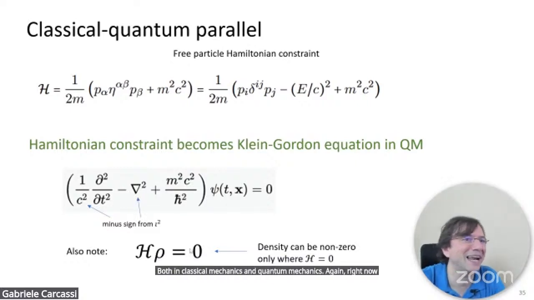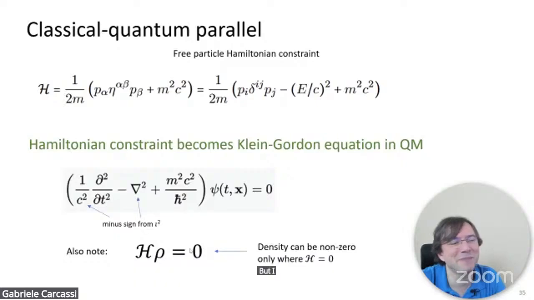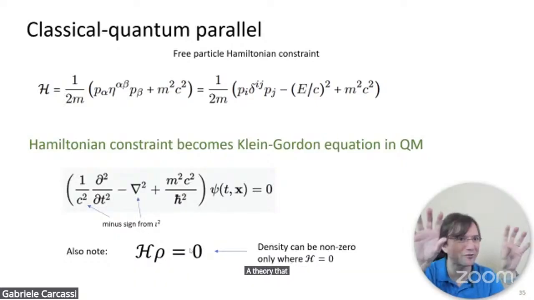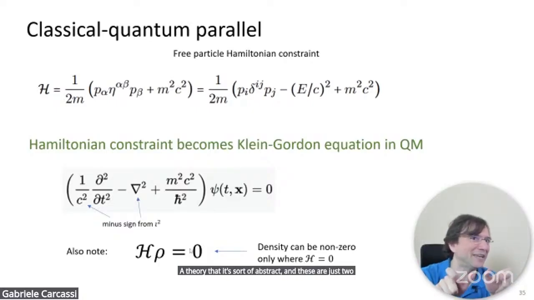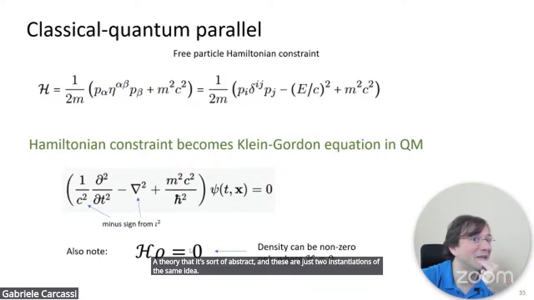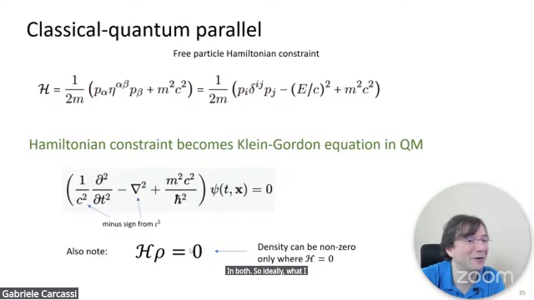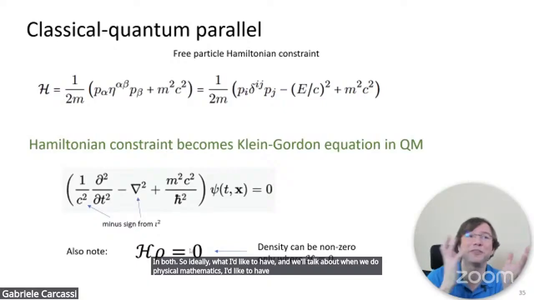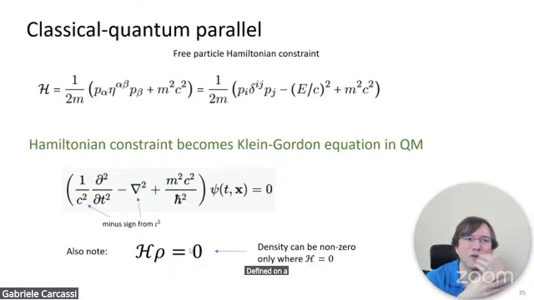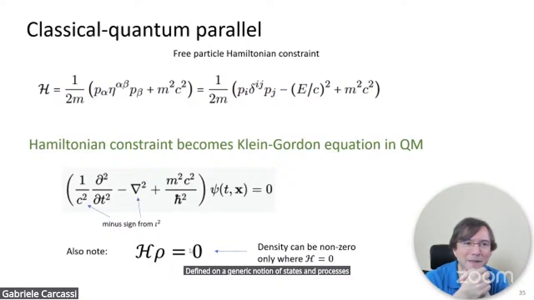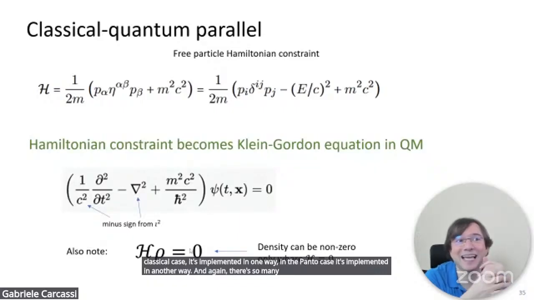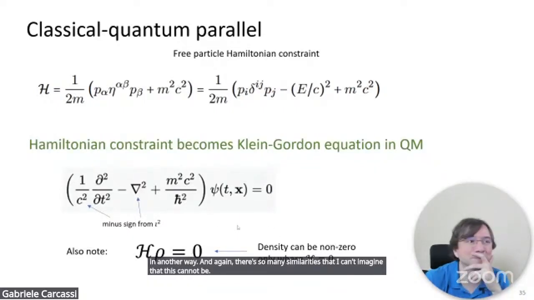Again, right now, this is at a level of analogy, but I can't imagine that we can't have a more formal theory that is sort of abstract, and these are just two instantiations of the same idea. So ideally, what I'd like to have, and we'll talk about it when we do physical mathematics, is a Hamiltonian theory defined on a generic notion of states and processes, right? But then in the classical case, it's implemented in one way, in the quantum case, implemented in another way. And again, there are so many similarities that I can't imagine that this cannot be done.